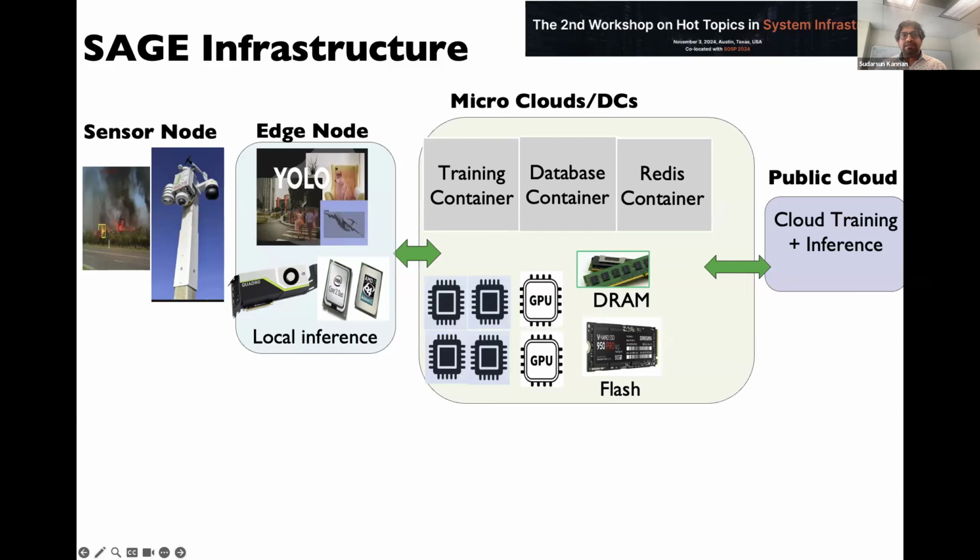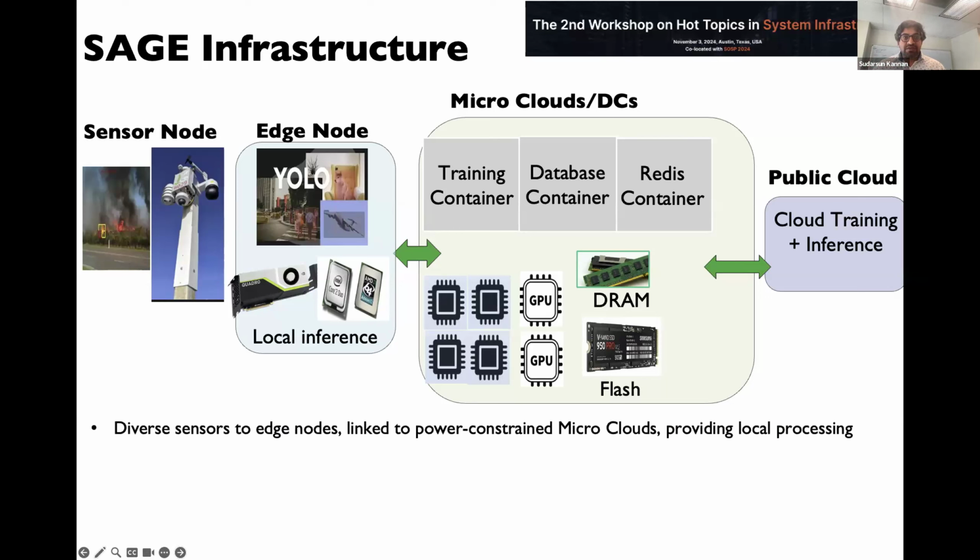For example, if you look at the micro data center cloud, they run a combination of training containers. What these training containers do is collect all the images from the actual deployed edge nodes, continuously train on them, and then deploy the models for inference across the edge. They also use database containers, which continuously collect and store images from different sensors, not only wildfire sensors, but also bird watching and weather and so on, and also things like Redis containers and so on.